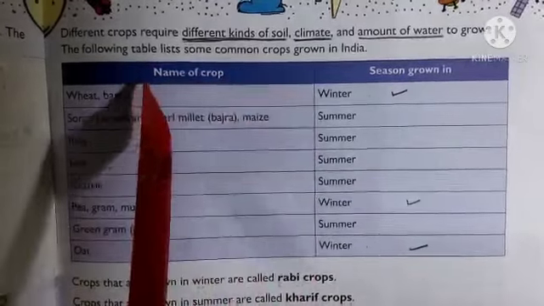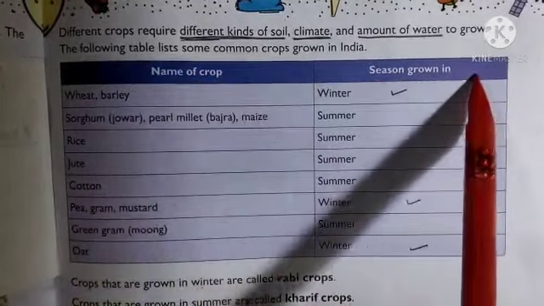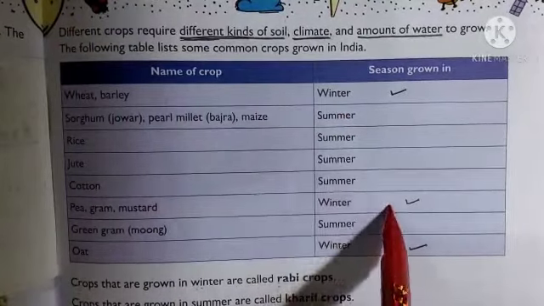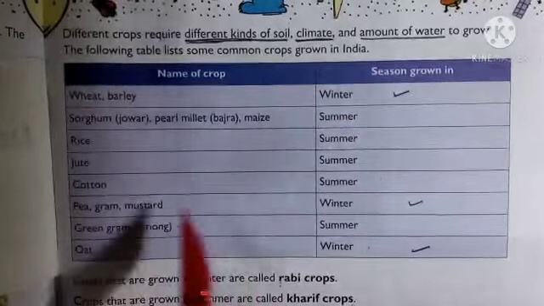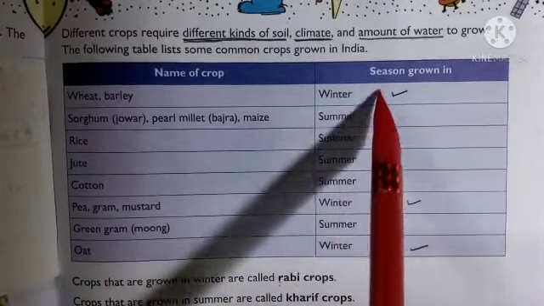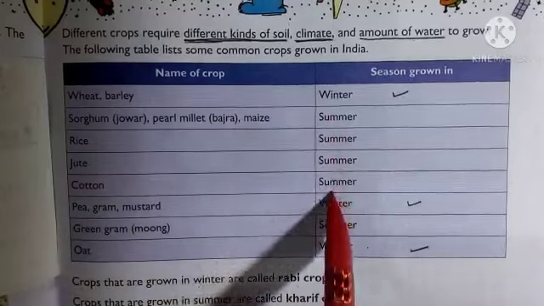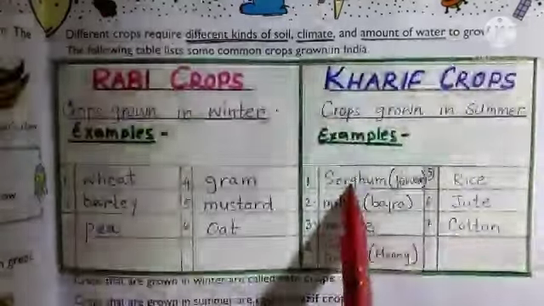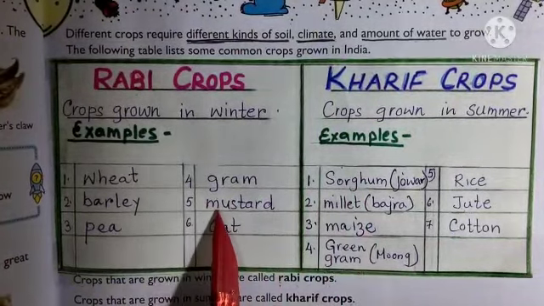Here in this table you see the name of crops and the seasons they are grown in. You can see this is winter season, wheat and barley. Then again winter season, pea, gram and mustard. And again winter season, oat. These winter season crops are called Rabi crops and the rest of the crops grown in summer are called Kharif crops. So children, I have made an extra note over here.